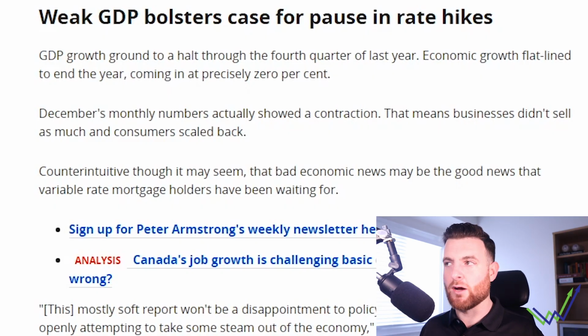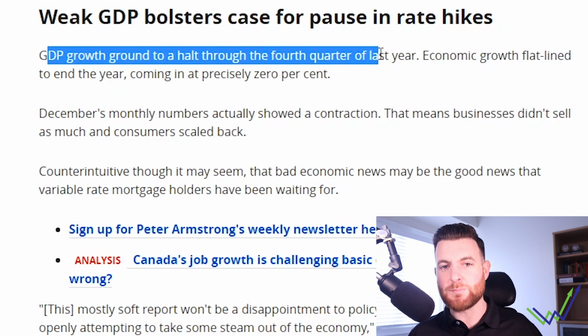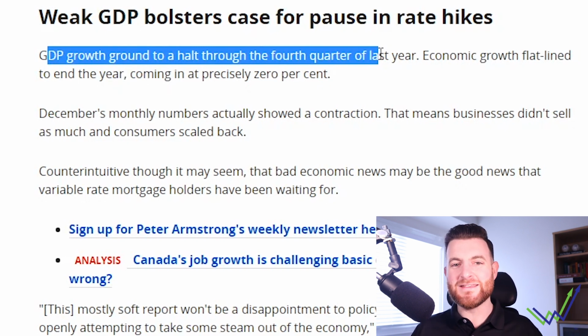Which leads us to our second point, and that is GDP, which is giving us an indication of what's going on in the Canadian economy. And we can see here that GDP growth ground to a halt in the fourth quarter. It definitely came in way under what was expected at 0%. And this highlights that these interest rate increases are working. It's bringing down inflation, it's slowing the economy, and let's just wait and see what the future has in store.